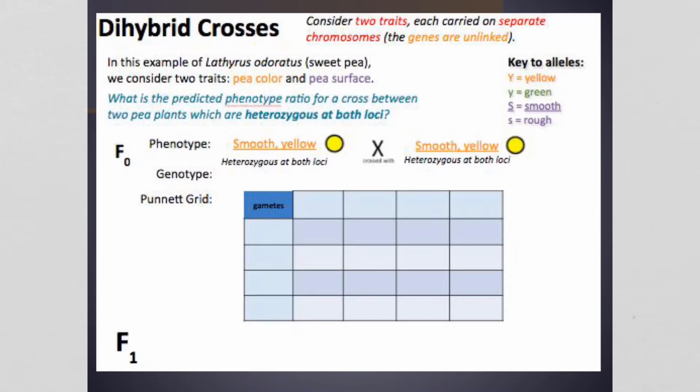A dihybrid cross is still simple inheritance, but you're looking at two genes or two separate traits at a time. In order to do a simple dihybrid cross, these traits have to be on separate chromosomes. If they're on the same chromosome, then that increases the likelihood that the traits will travel together, except in the case of recombination or crossing over. So it's when you're considering two traits on separate chromosomes.